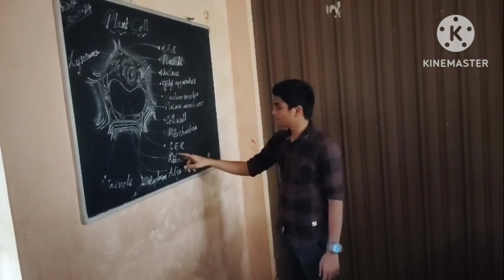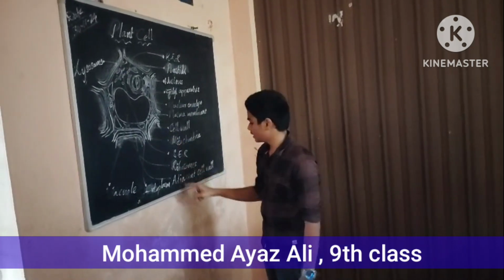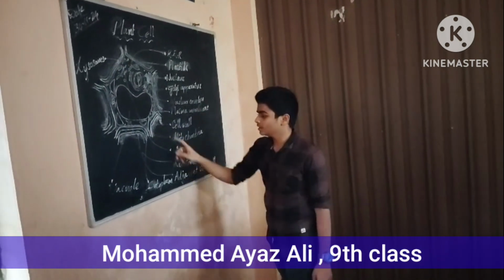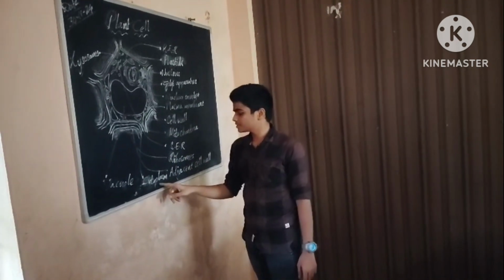Smooth endoplasmic reticulum. It is one type of endoplasmic reticulum. Ribosomes. They are present in both animal cells and plant cells. Adjacent cell wall. It is only present in plant cells. Cytoplasm. It is a fluid-like material. It is the living substance of the cell.